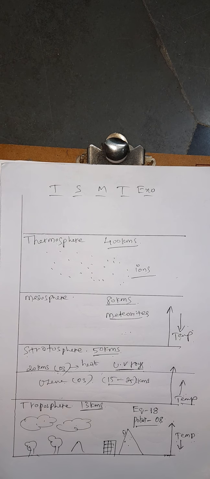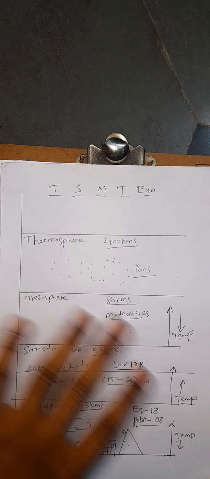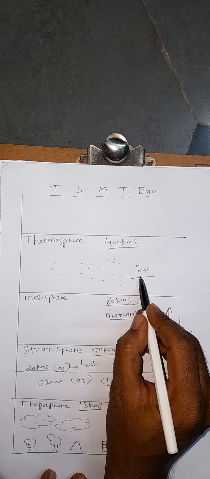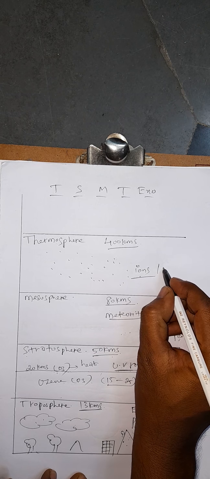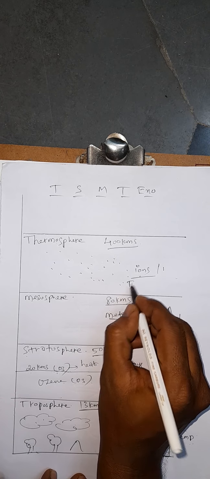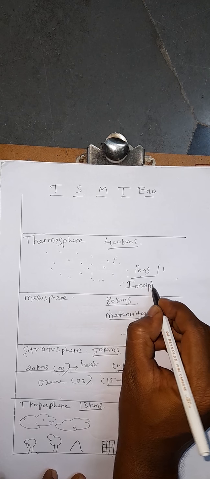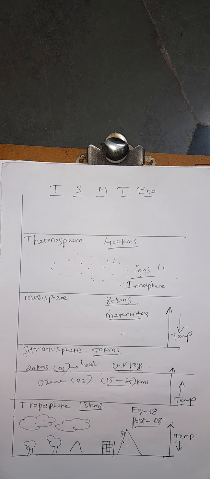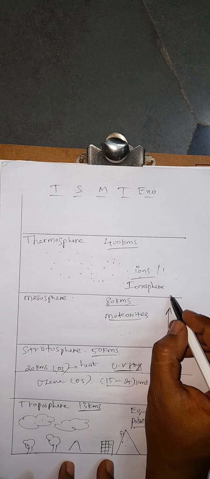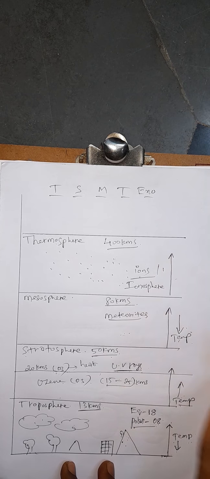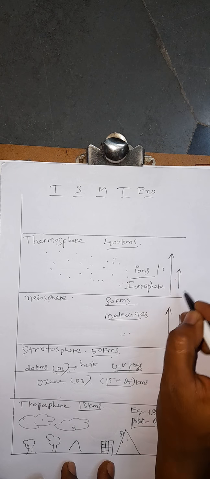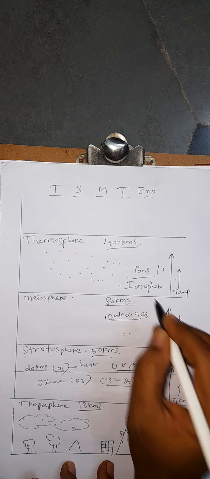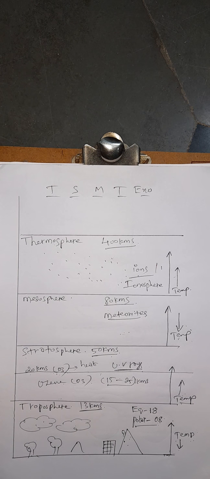Then they may ask a one-mark or half-mark question: the thermosphere is also called dash. What have we seen here? It is full of ions, so obviously we call it the ionosphere. Now we are discussing temperature. You got some idea: as we go high, what happens? Temperature increases. Yes, because of the ions, the temperature increases.